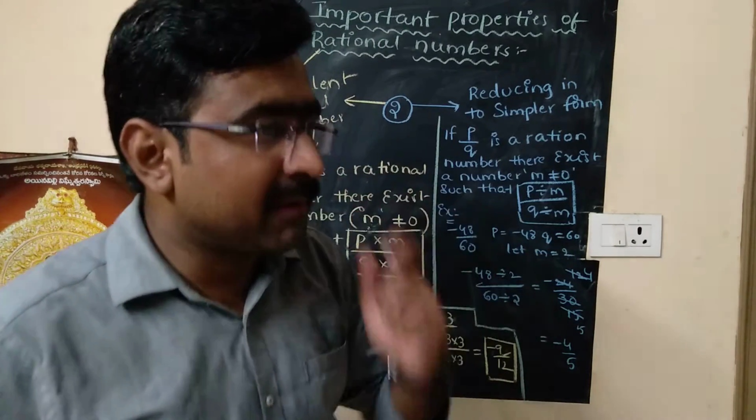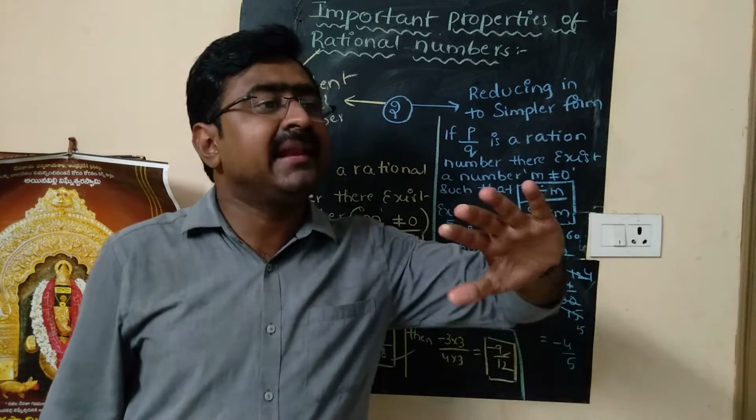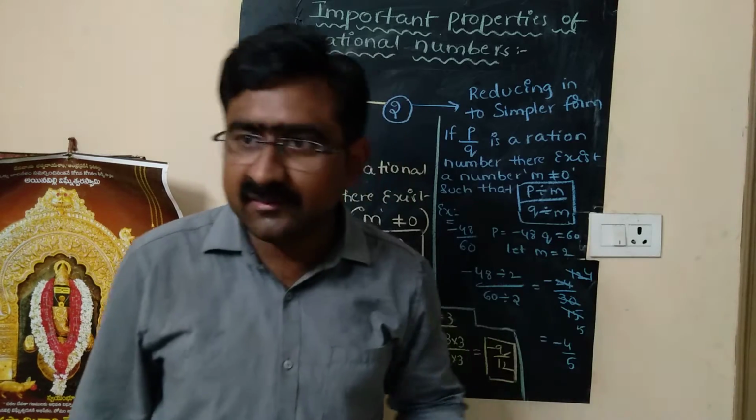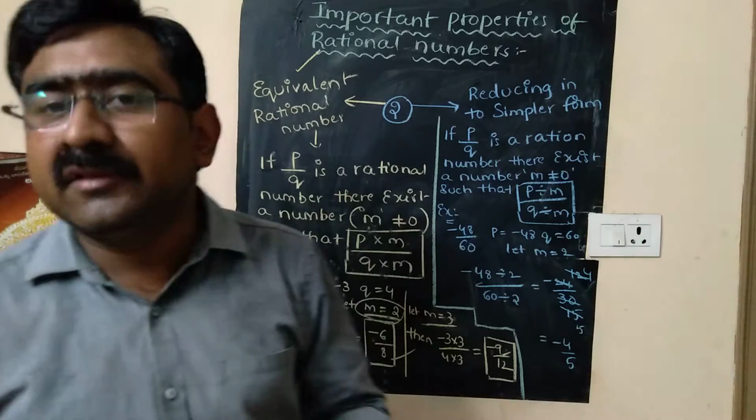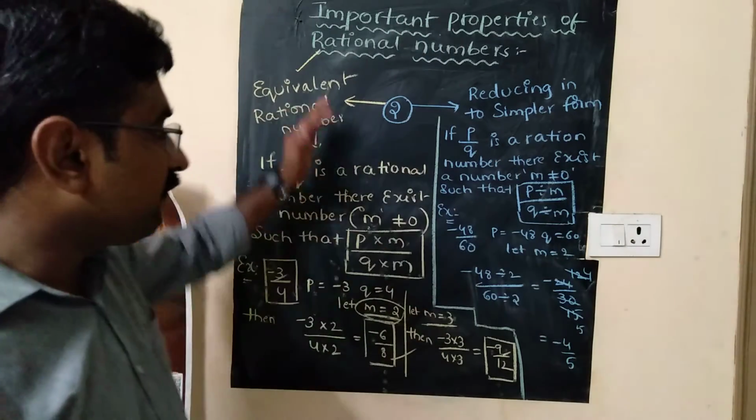So finally you have to remember that if p by q is a rational number, there exists a number, which is nothing but a non-zero integer. We can take it as m, that m should be multiplied with p and m should be multiplied with q to give the equivalent rational number. Is it clear or not? This is the first property.